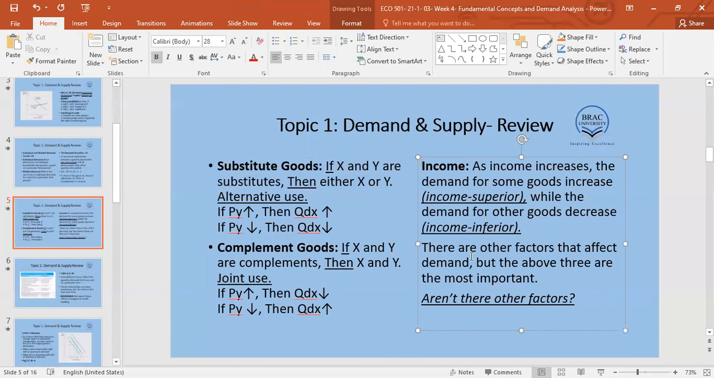For some goods, as income increases, our demand for those goods increase. We call these income superior goods or normal goods. For other goods, as our income increases, our demand for those goods fall. Those are known as income inferior goods or inferior goods on their own. Now, there are other factors that influence demand, but these are the three most important.